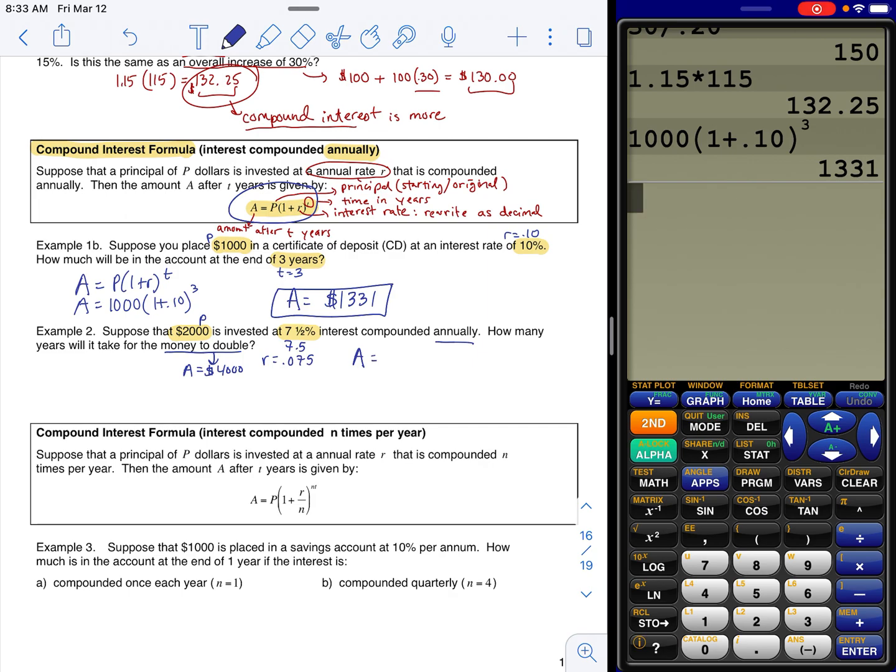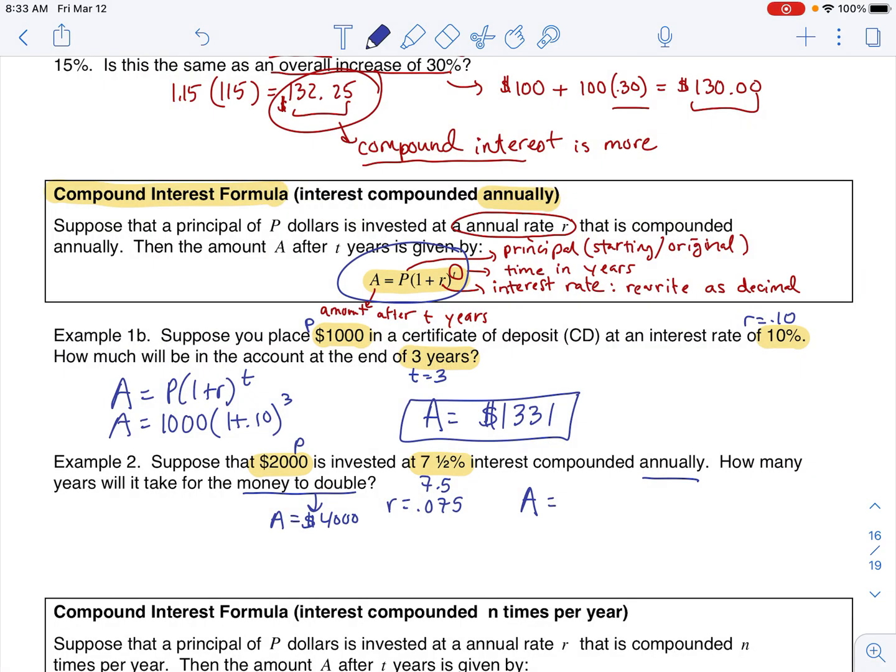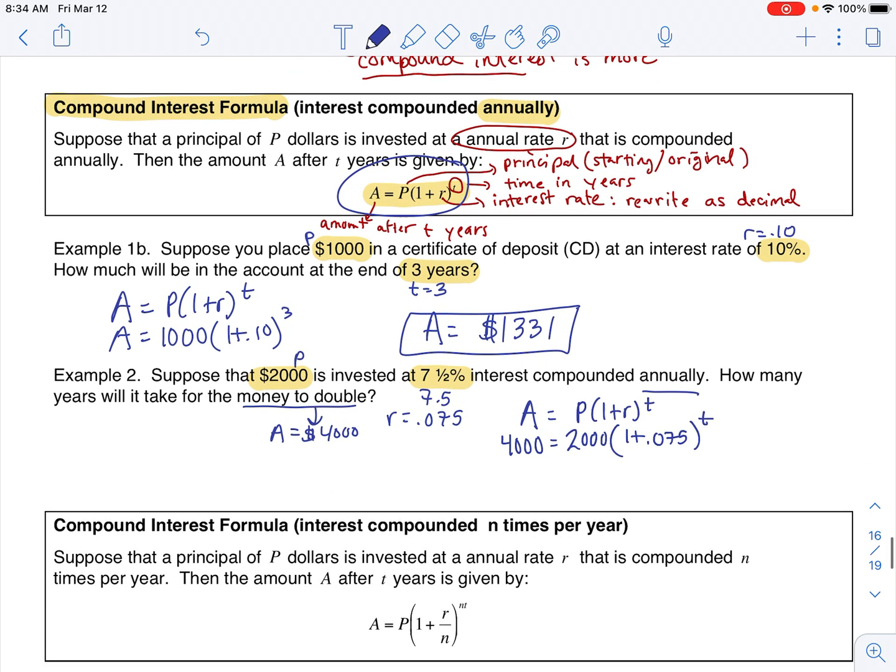So I just use my formula. So 4,000 is the amount I want it to be. 2,000 is what I started with. That rate was 0.075, and I'm trying to solve for t. Okay, so this is now an exponential. So we know our ways to solve exponentials would be to use a log, right? And so what I'm going to first do is simplify this a little bit, divide by that 2,000. So I'm going to have 2 equals 1, I can add those together, right? 1.075 to the t.